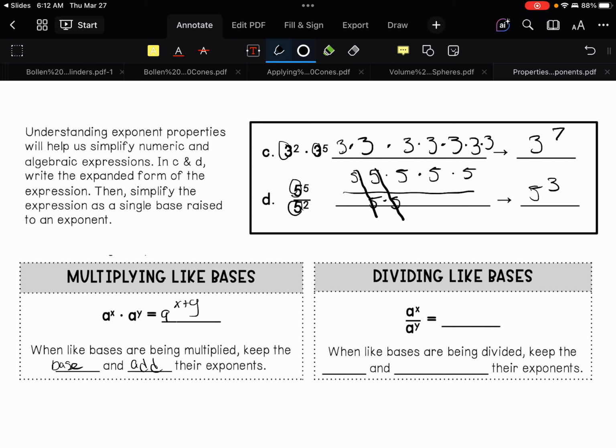Over here, it would be the same as x minus y. So again, you keep the base and you're going to subtract when you're dividing. So you're going to add the exponents when you're multiplying and subtract when you are dividing.